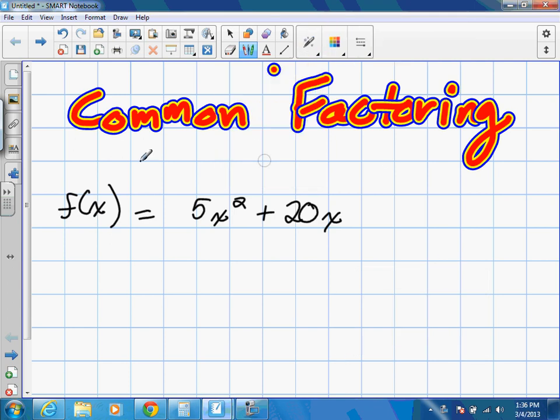Common factoring. We have here our polynomial. It has two terms. When we're looking for common factors, we're looking for a number that is divisible by both terms. If we have more than two terms, maybe three, we'd be looking for a number that's divisible by all three terms. In this case, we're just starting with two.